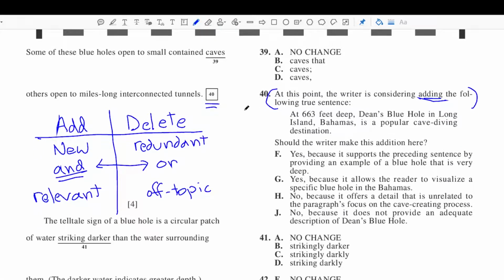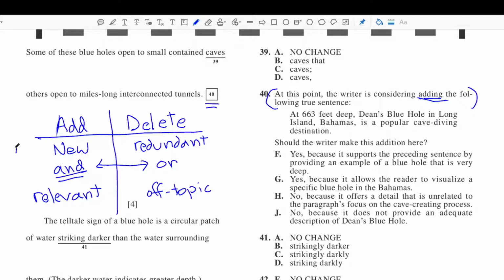Wow, so it looks like we're talking about this cave creation process and how it's occurred over a lot of time, over a great depth. So let's read this and see if it's related. At 663 feet deep, Dean's Blue Hole in Long Island, Bahamas, is a popular cave diving destination. Okay, so we're talking about a cave diving destination, but are we talking about the diving destinations or are we talking about the cave formation? We're talking about the cave formation.